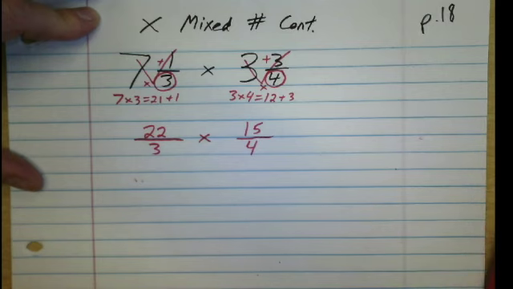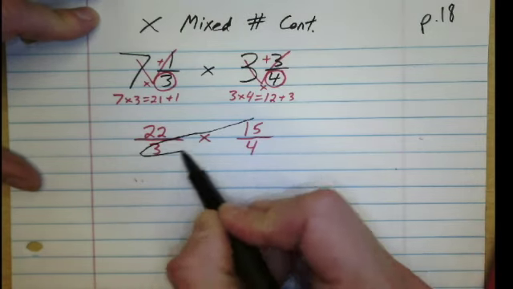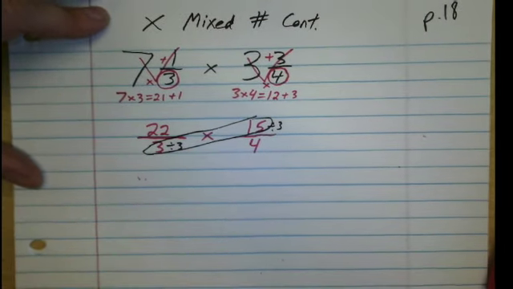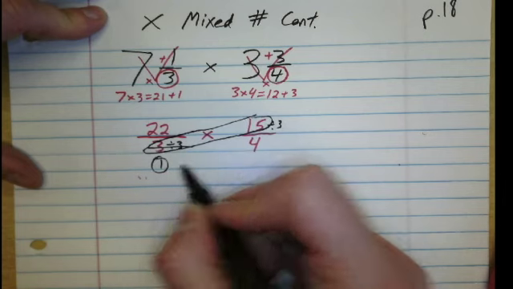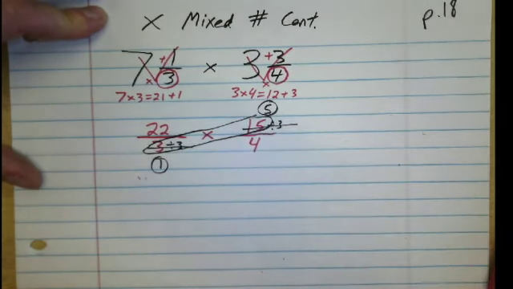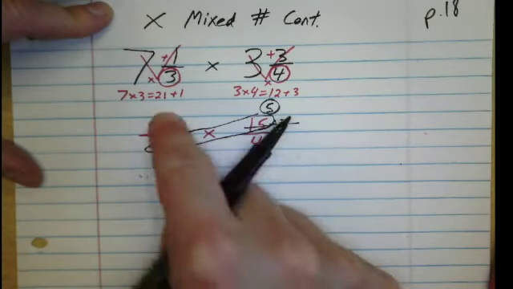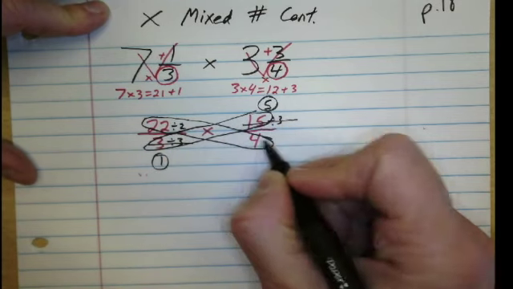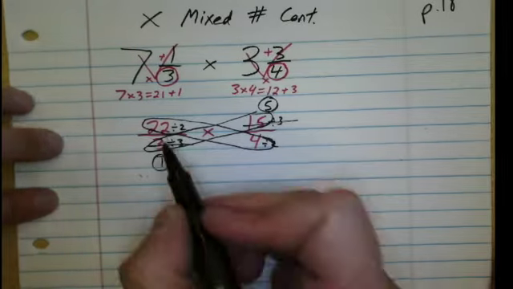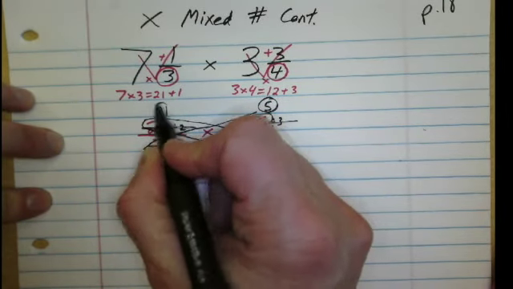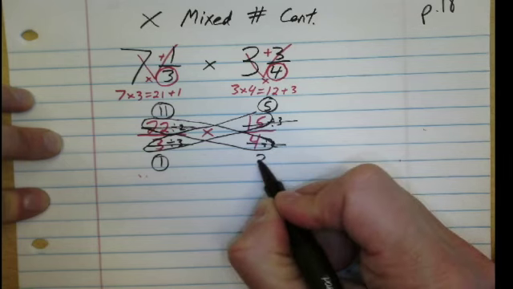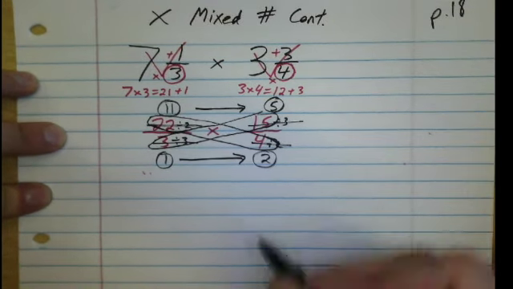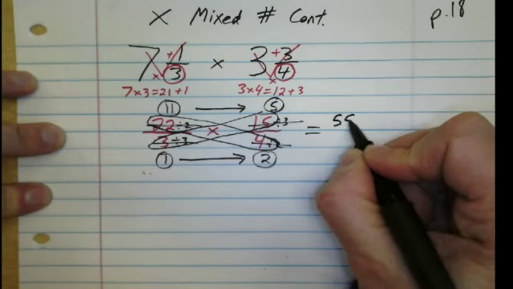Simplify and multiply. I actually see that 3 and 15 can be simplified. You can divide them both by 3. When I divide them both by 3, it gets smaller. 3 divided by 3 is 1. 15 divided by 3 is 5. Remember, I like to circle those numbers. Is there anything that goes into 22 and 4 to make those smaller? I can divide them both by 2. 22 divided by 2 gives me 11. 4 divided by 2 gives me 2. 11 times 5 on the top and 1 times 2 on the bottom. So I have 55 over 2.